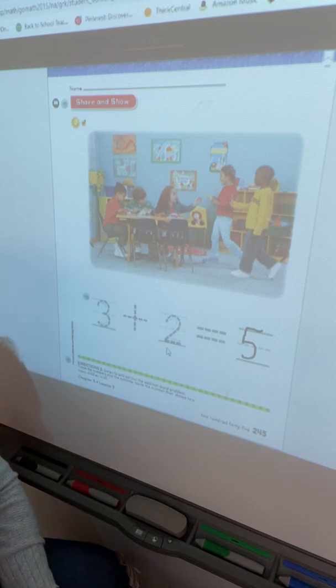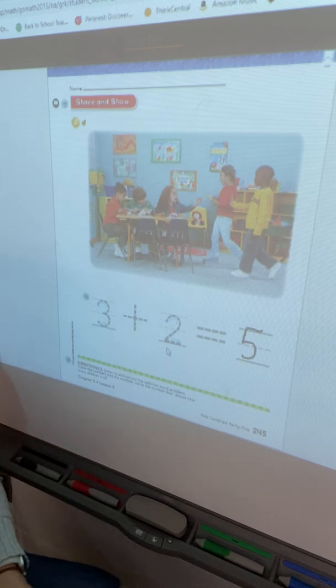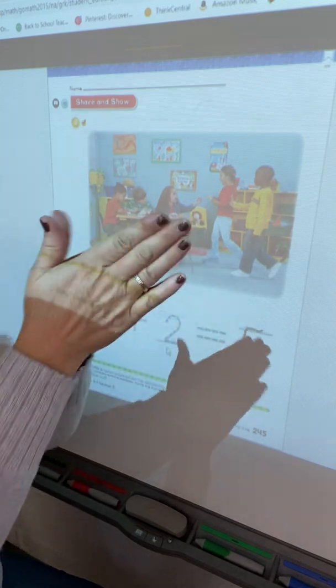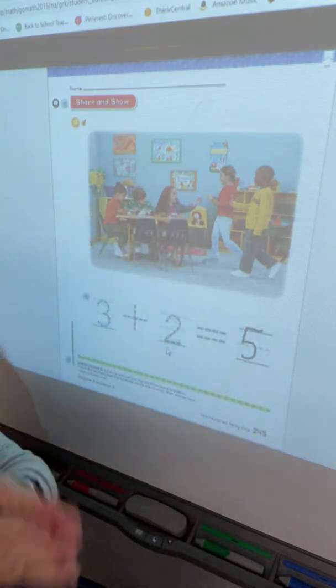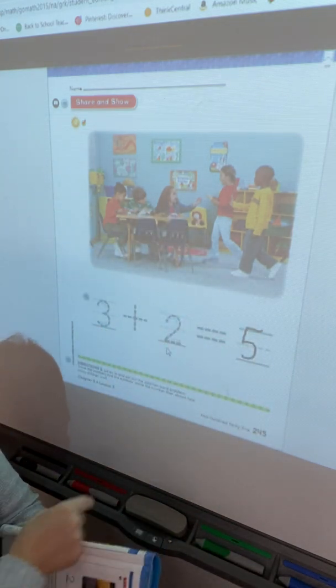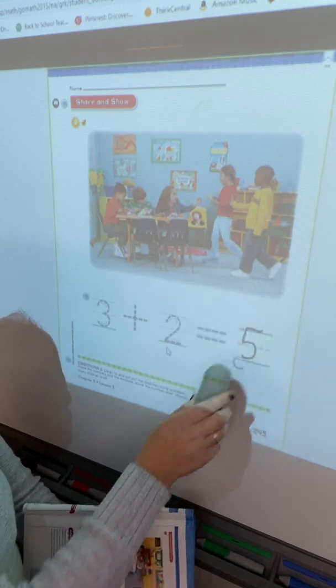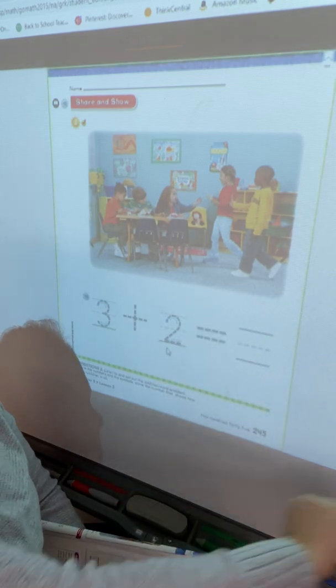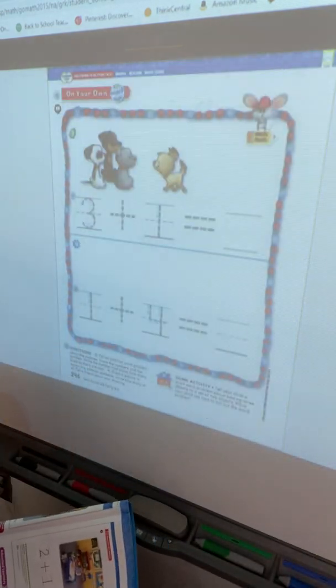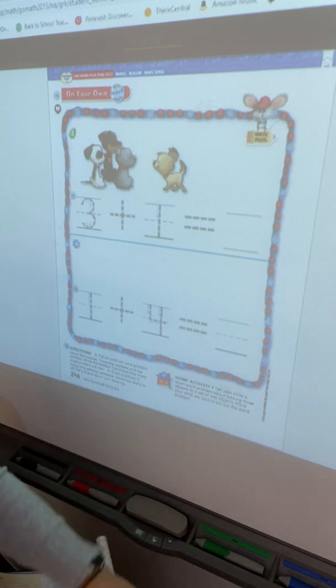Fantastic. Wow, give yourselves a round of applause. Clap those hands and go around in a circle. Give yourself a round of applause. You are adding, and you're in kindergarten. Very, very good.